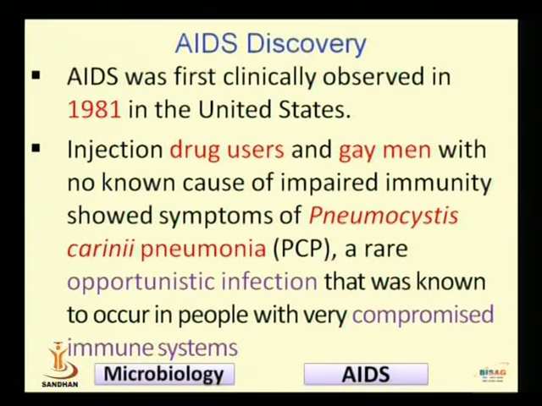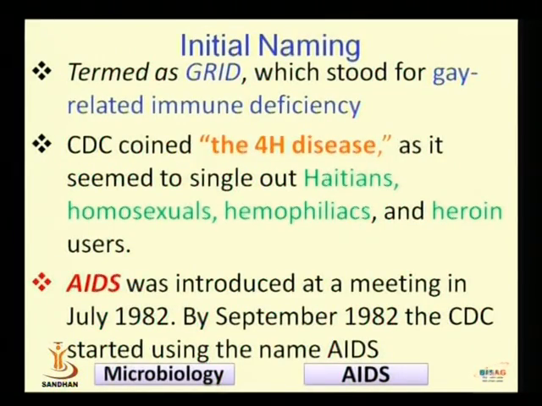So the point is that when it was discovered that a certain group of people, specifically drug users and gay communities, had a highly compromised immune system, as a result, certain secondary infections commonly occurred in them. In those early days, this disease was termed as GRID.